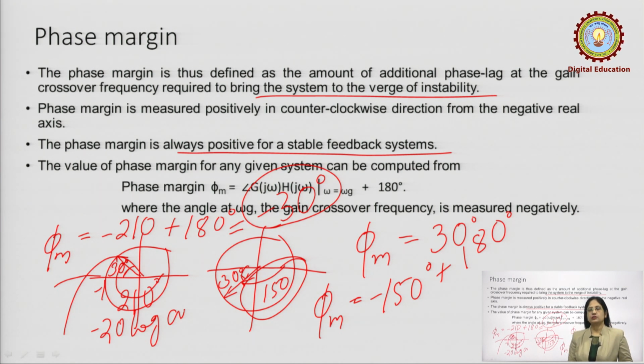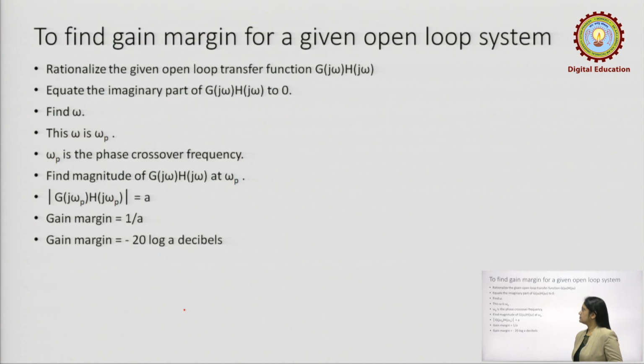That means, for a stable system, both phase margin and gain margin should be positive, and if the gain margin is negative or if the phase margin is negative, then the system is unstable. And if the plot crosses the -1 + j0 point and the phase margin is -180 degrees, that means the system is marginally stable.